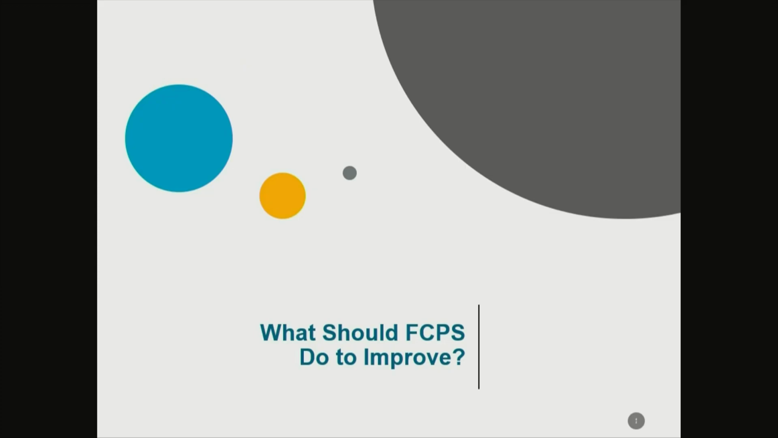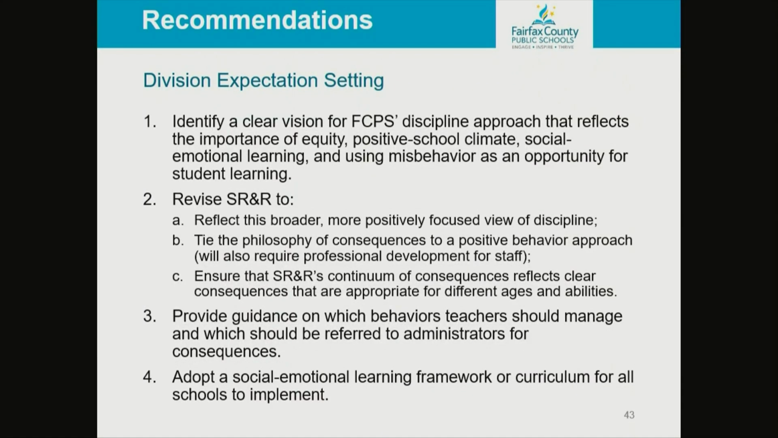So what should we do to improve? Firstly, it's important that FCPS identify a clear vision of its discipline approach that reflects the importance of equity, a positive school climate, social emotional learning, and using behavior as an opportunity for student learning. I think this is something that you'll hear repeatedly from some of the other recommendations as well.